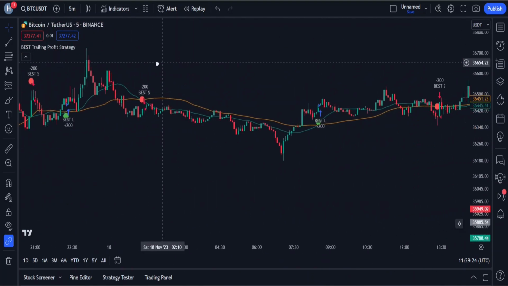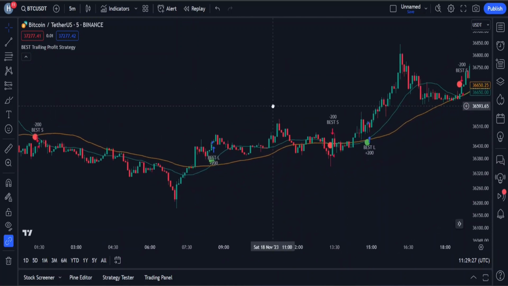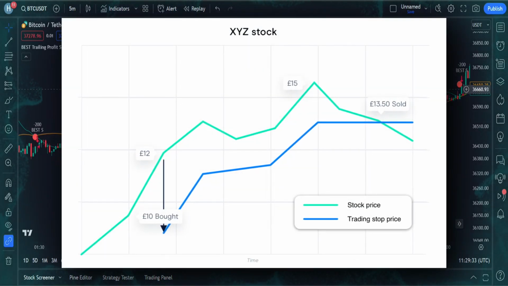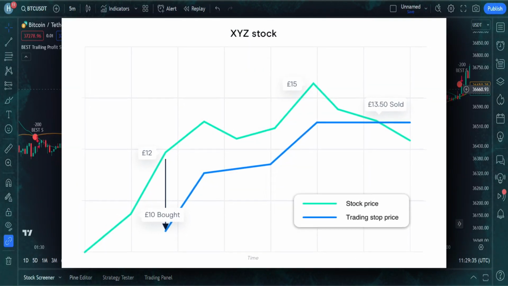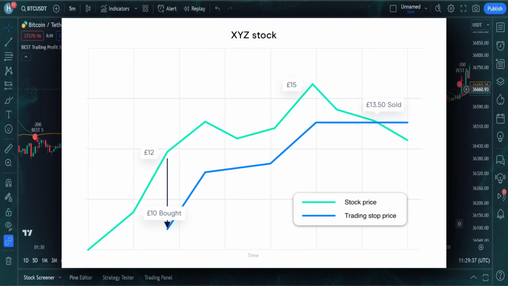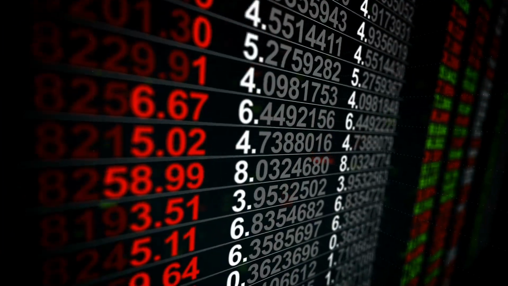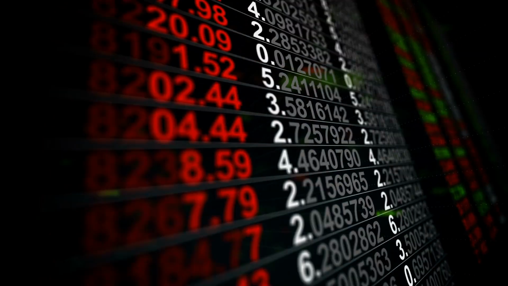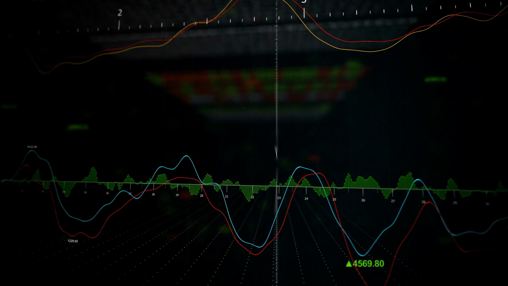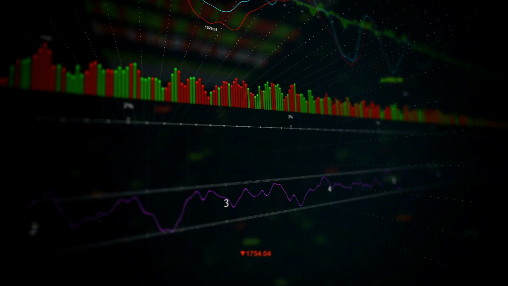To understand the method on which this indicator works, first of all, we will need to know what a trailing stop is. In short, a trailing stop is designed to protect gains by enabling a trade to remain open and continue to profit as long as the price is moving in the investor's favor. The order closes the trade if the price changes direction by a specified percentage or dollar amount.